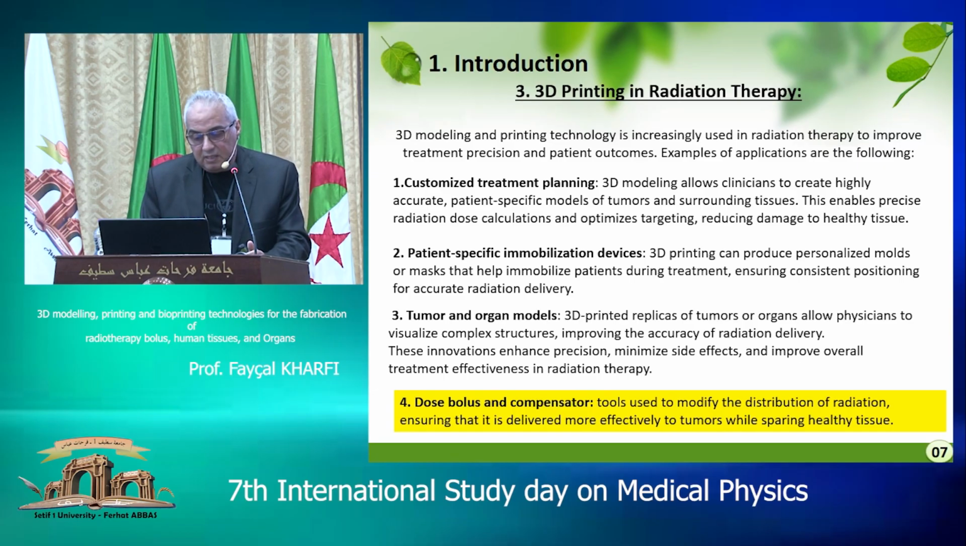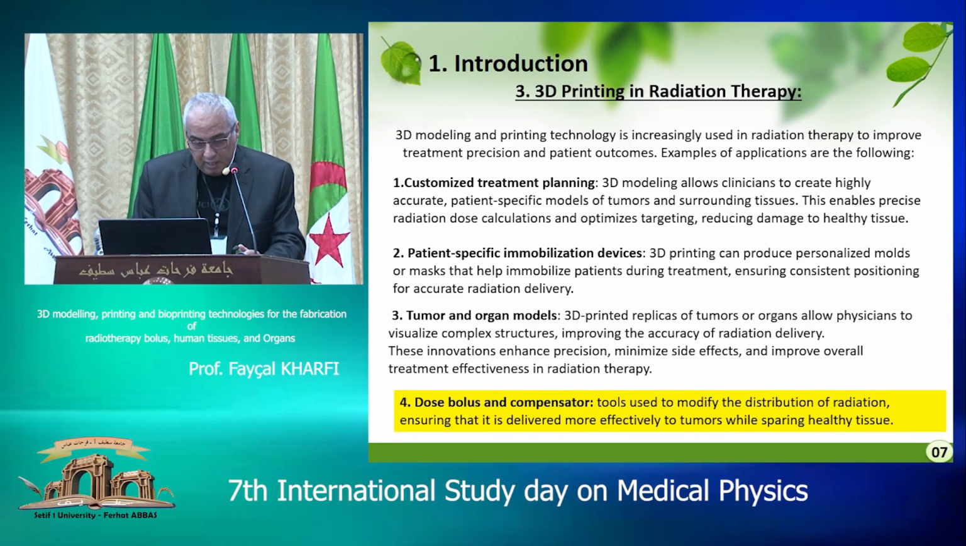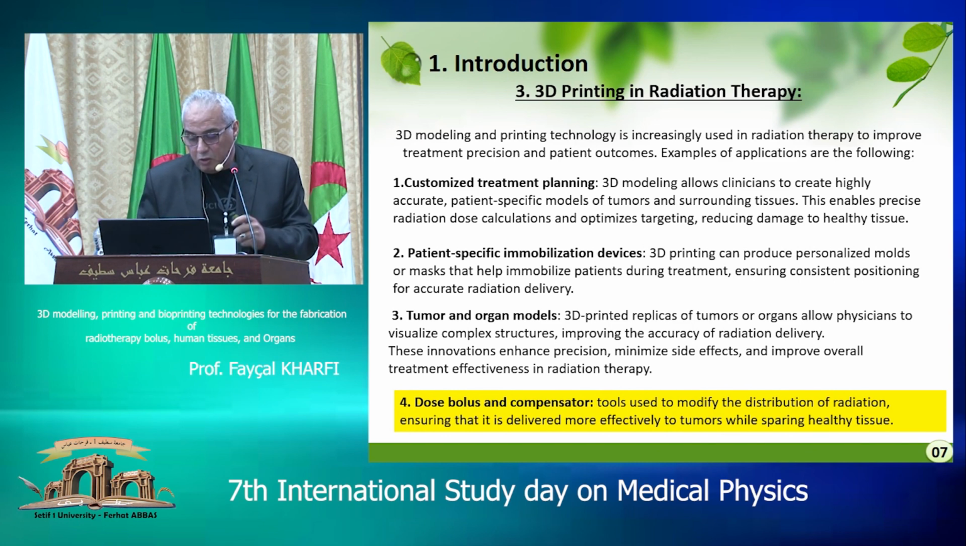Here, 3D printed replicas of tumors or organs allow physicians to visualize complex structures, improving the accuracy of radiation delivery. And the last application, which is the objective of our research project, is bolus and compensator fabrication. Bolus and compensators in radiation therapy are tools used to modify the distribution of radiation, ensuring that it is delivered more effectively to the tumor while sparing healthy tissue.